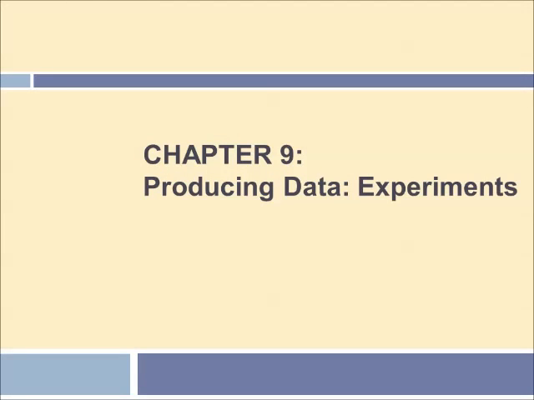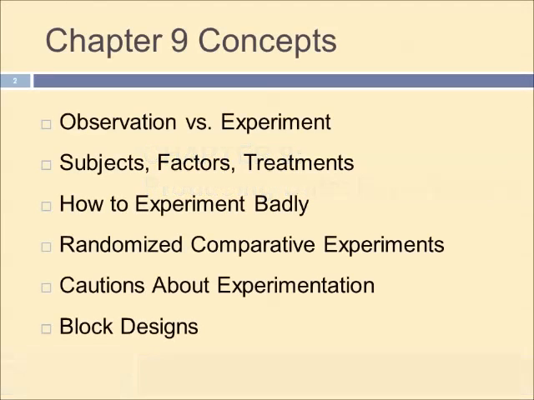In this chapter we'll be talking about experiments. Concepts. We'll distinguish between observation and experiment. We'll define subjects, factors, and treatments. Again, we'll show how to experiment badly. Talk about randomized comparative experiments, cautions about experimentation, and block designs.